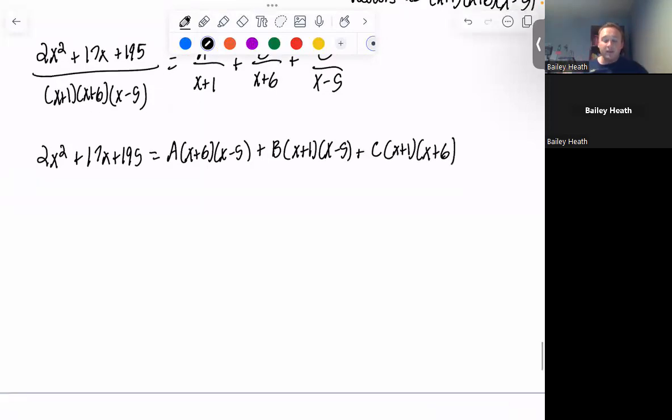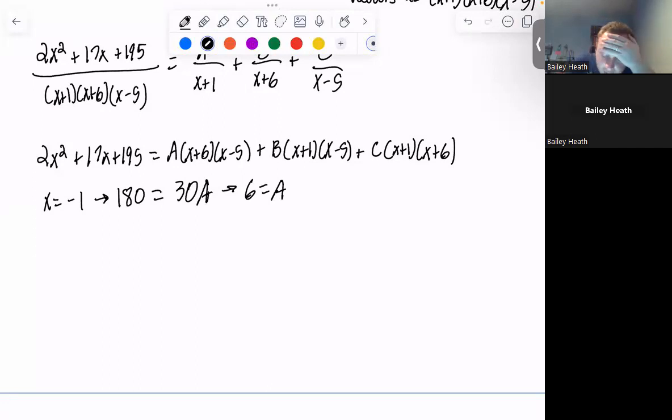Now, there's multiple ways of going about solving for A, B, and C from here. The strategy that I'm going to use is, okay, if I plug in x equals -1, right, if this equation is true, then it should be true for all values of x. If x is -1, I plug x equals -1 on the left-hand side, and I get 2 minus 17 is -15, plus 195 is 180, equals, now if I plug -1 in on the right-hand side, I get A times -5 times -6, so I get 30A, and so I get that A is equal to 6, so 6 equals A.